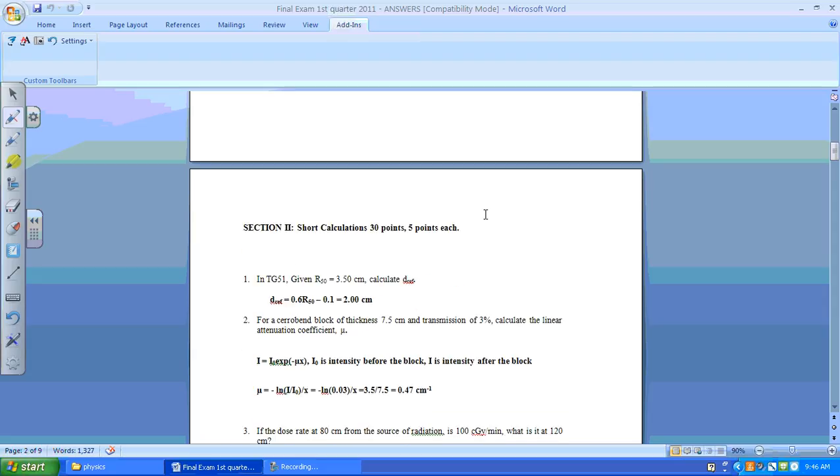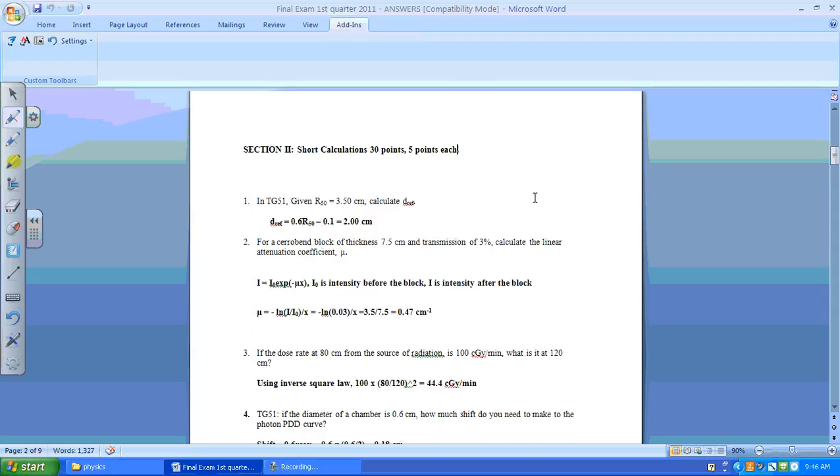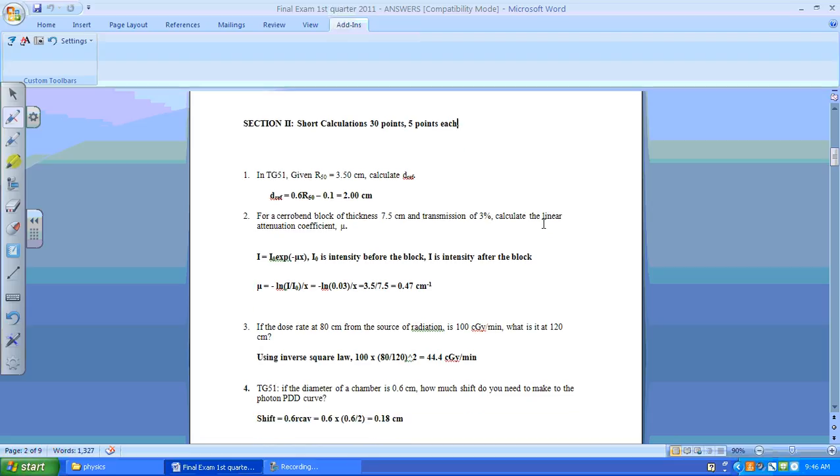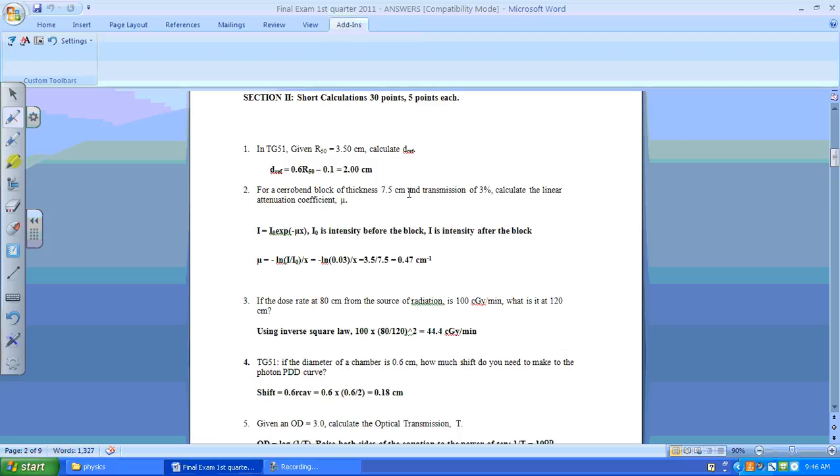Calculations. I know this was a while back, but it's not a bad time to refresh our memories on all this stuff. So TG51, given R50 is 3.5, calculate dref. Basically, you just have to memorize this formula. There are certain formulas in this course that I require you to memorize.